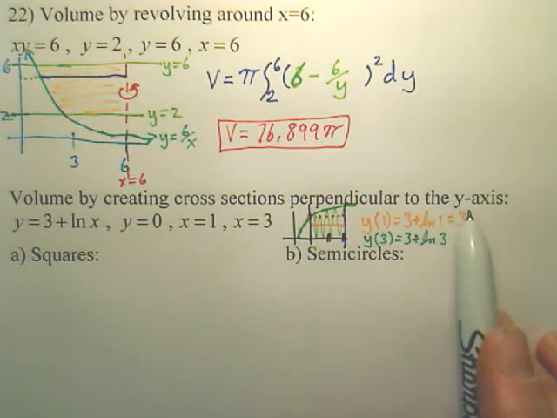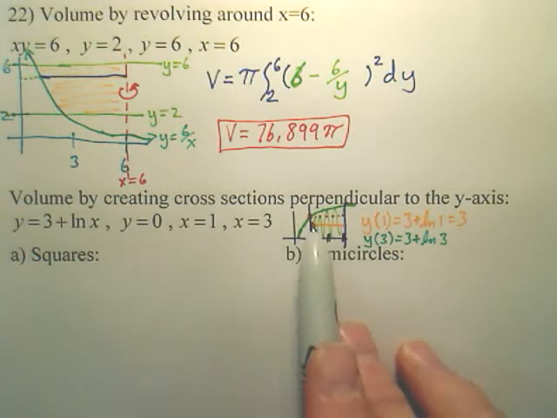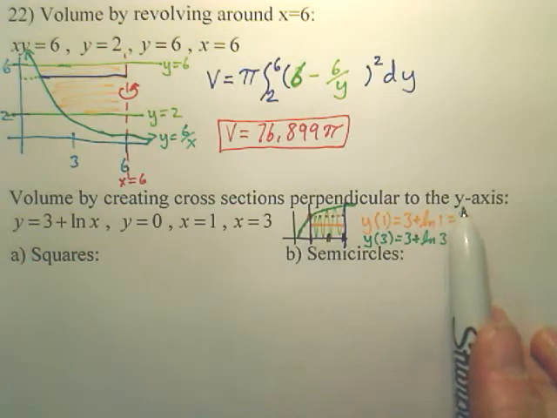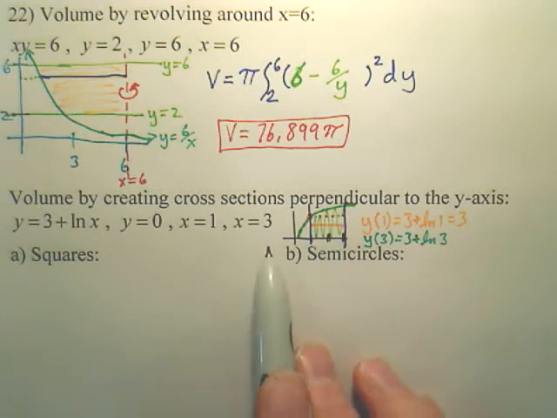And the reason it's perpendicular to the y-axis, that's why my lines are this way, because my lines are perpendicular to the y-axis. If it was perpendicular to the x-axis, my lines would be vertical, because those would be perpendicular to the x-axis. Perpendicular means 90 degrees too.